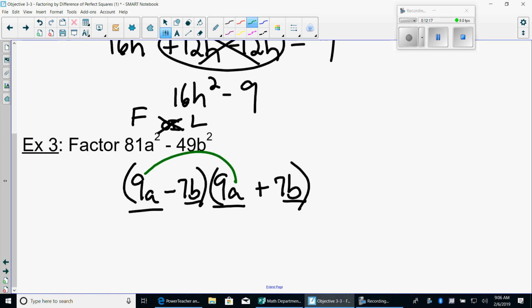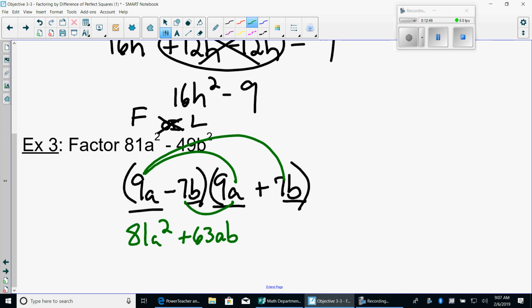So let's check it. 9a times 9a, 81a squared. 9a times 7b, positive 63ab. Remember, you just smush them together. Okay, and this check step's going to help y'all do this. Like, with the double variable, the more you check, the better you're going to see how this puzzle works, and the quicker you're going to be able to do it.